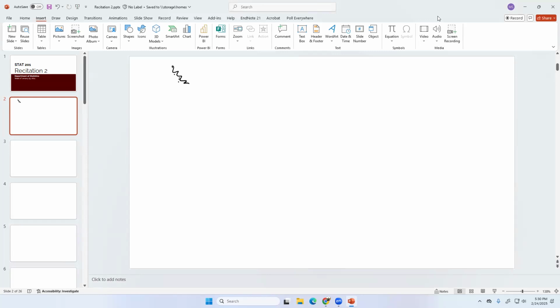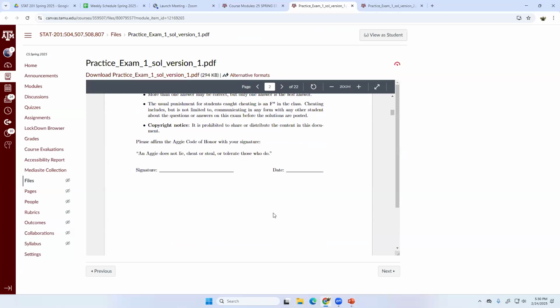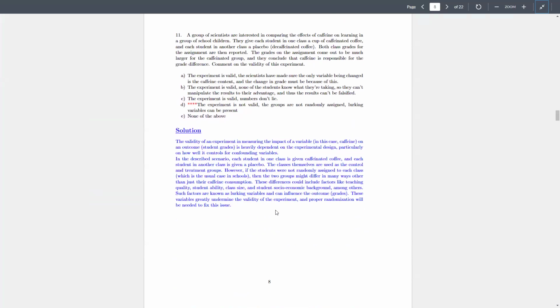So, any questions from the practice test? Yes. We're going to need a plot, where a histogram was asked, because for one of the questions it asks what diagram. What question is that? 13.